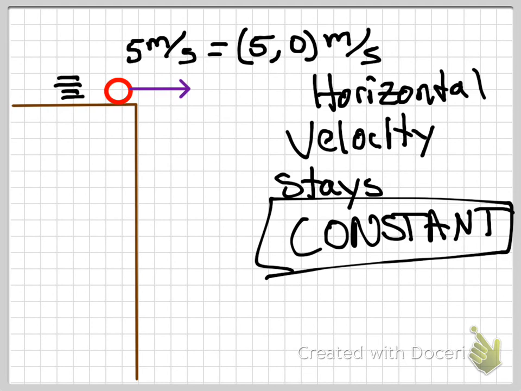Why is this though? Why would horizontal velocity stay constant? Well, in the absence of air resistance, the only force present on the ball, let's use green, the only force present on the ball currently, as it leaves the table, is gravity, right? So there's only one force acting in the vertical direction. So this gravity force does not affect anything that's going on horizontally.